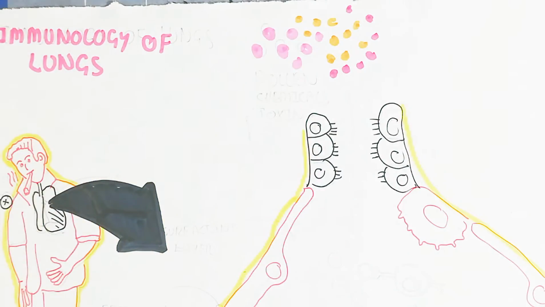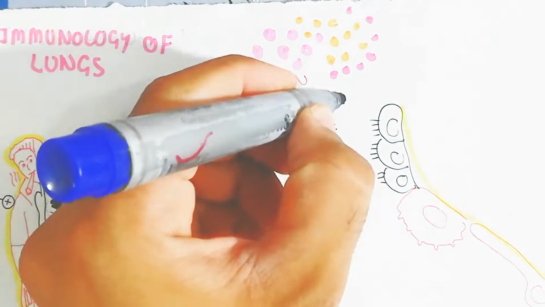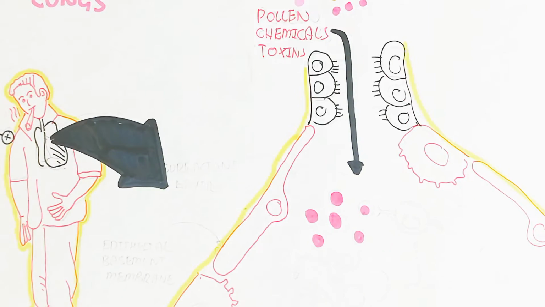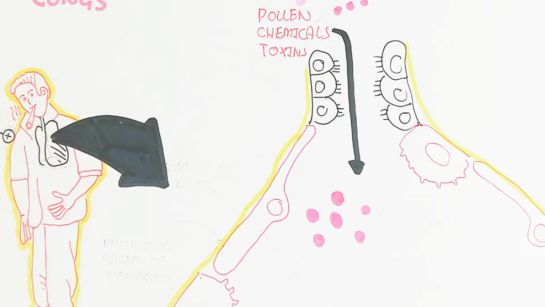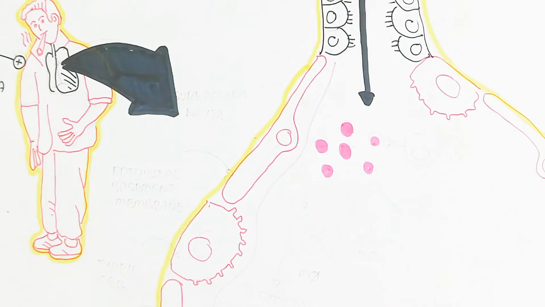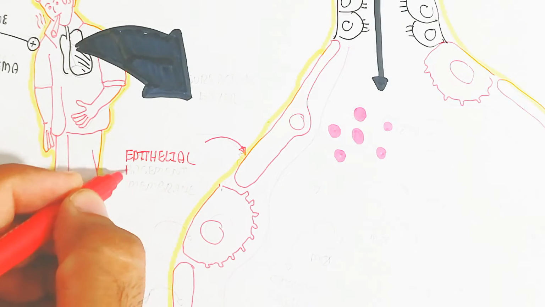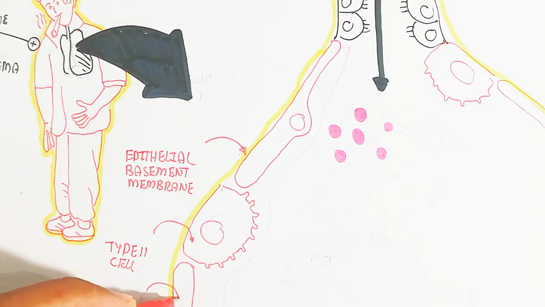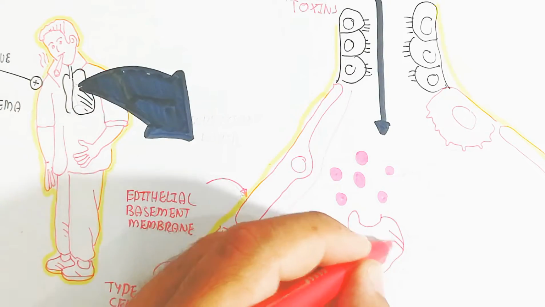When there is a pollutant, an allergen, pollen, a chemical, a toxin, this is the antigen, and this antigen will move inside, which is basically harmful for the lung and the air sac. So in this way, remember the alveolar macrophage will endocytose these pollutants. This is the epithelial basement membrane, the yellowish one, and this is the type 2 cell, which releases the surfactants and the mucus.